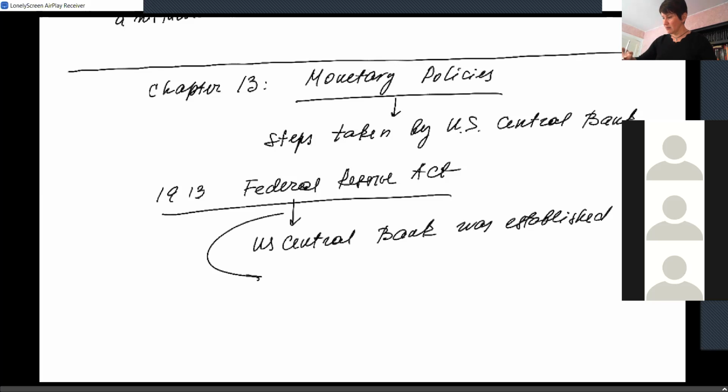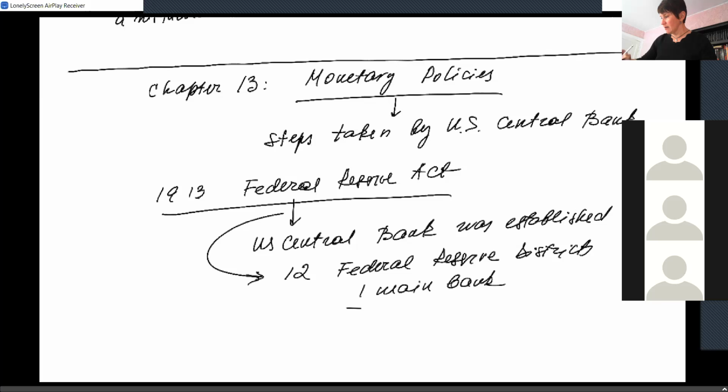Okay. We ended up with 12 Federal Reserve districts with one main bank per district. Okay, so we have 12 Federal Reserve districts, one main bank per district.